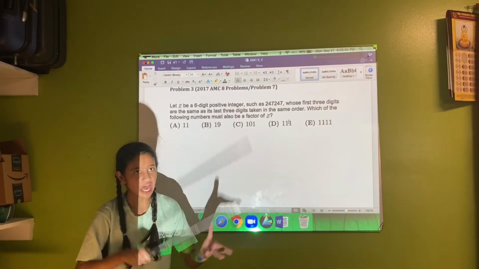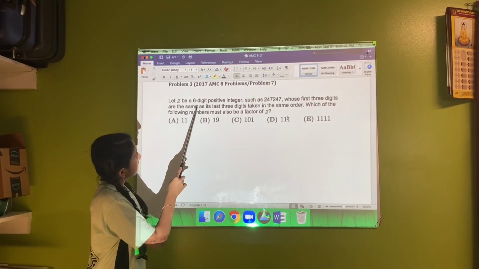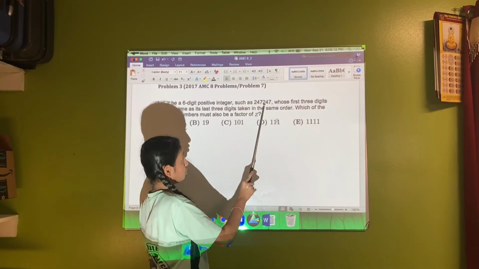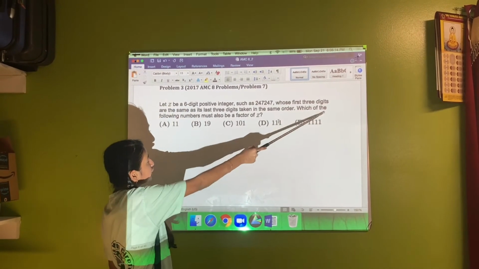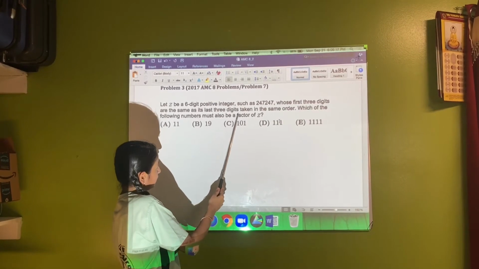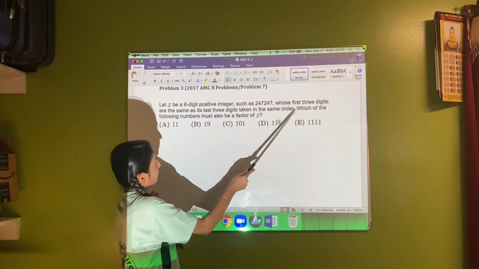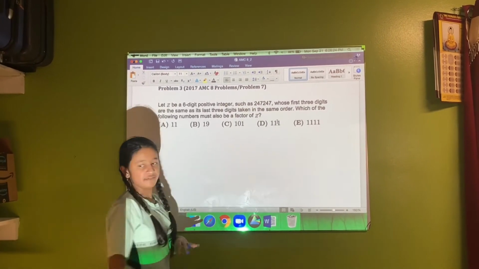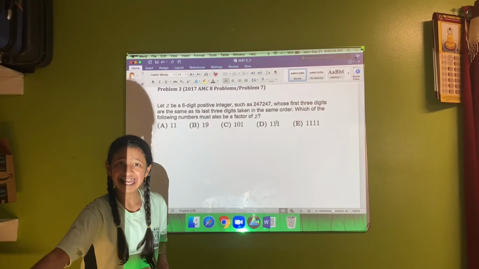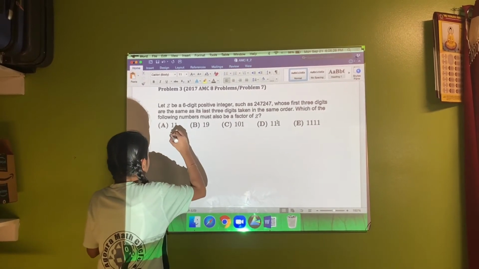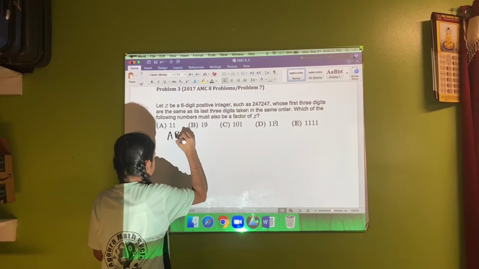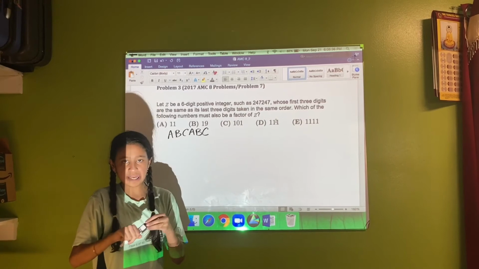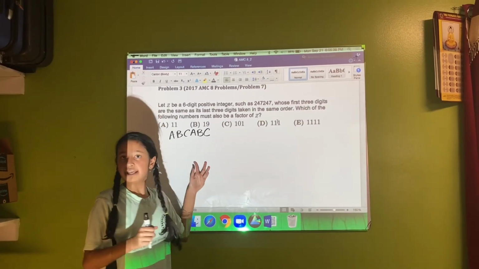Another problem in factoring. Let Z be a 6-digit positive integer, such as 247,247, whose first 3 digits are the same as its last 3 digits taken in the same order. Which of the following numbers must also be a factor of Z? So Z is basically A, B, C, A, B, C. That's basically what Z is.